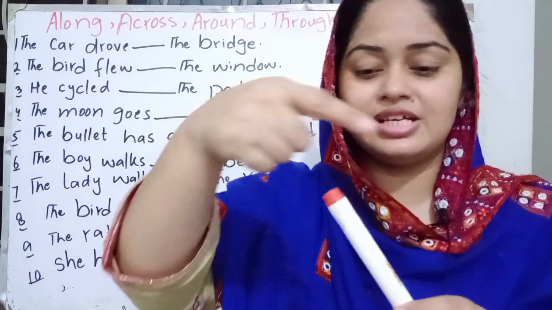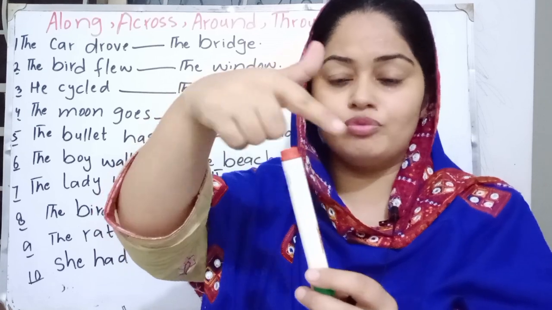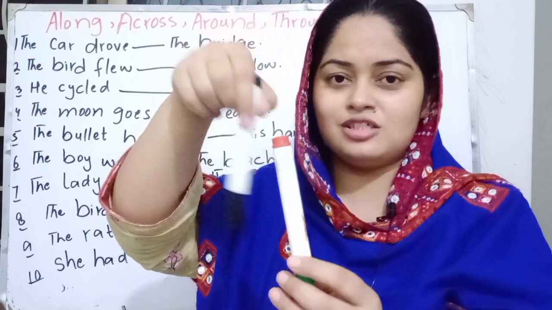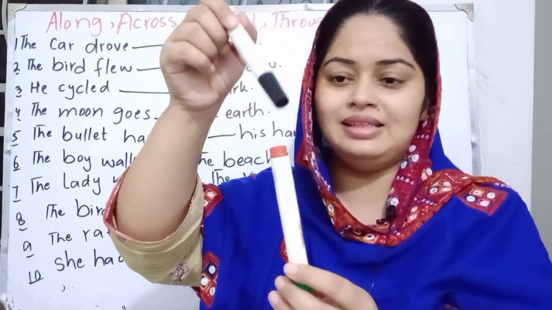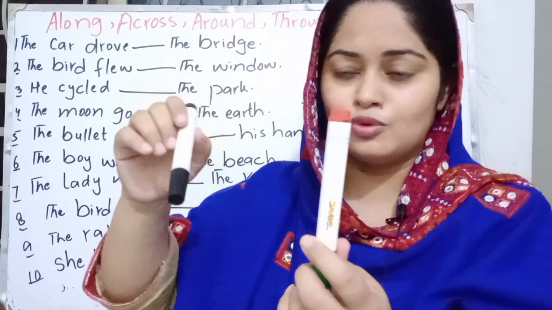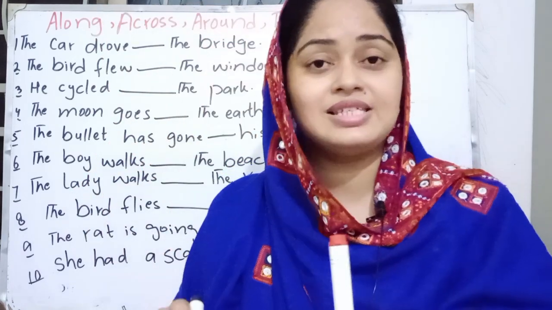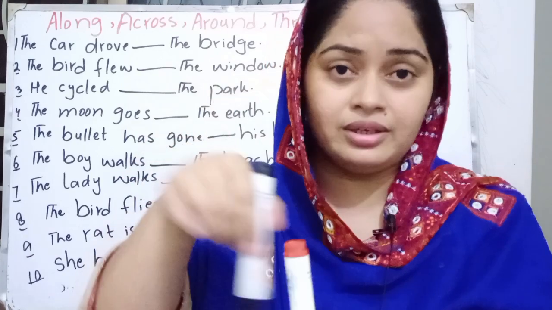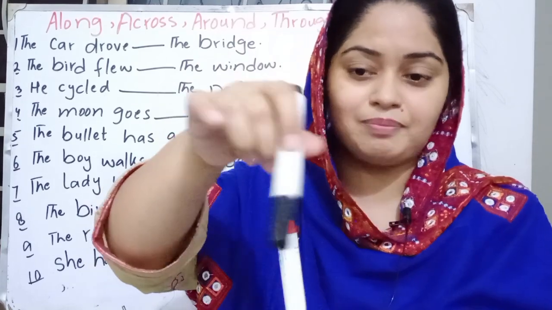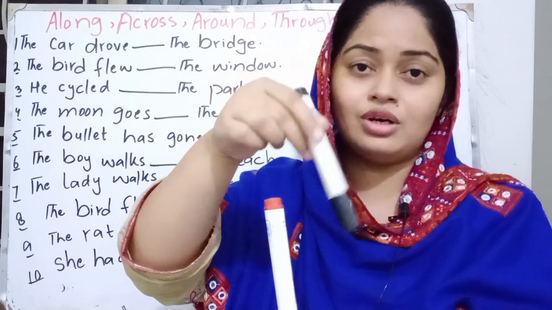But if the movement is in a round shape, in a circular shape, like this pen is moving around this pen. For example, if this is the earth, now the moon is moving around the earth. It means that this movement is circular. You are circulating, you are surrounding something like this. This movement is called around movement, circular movement.